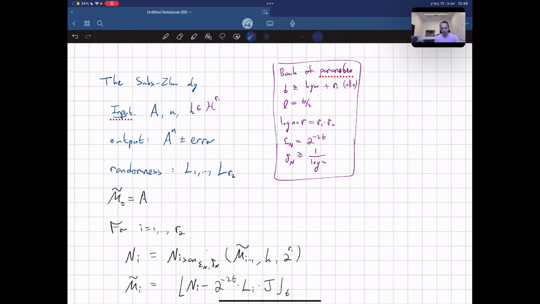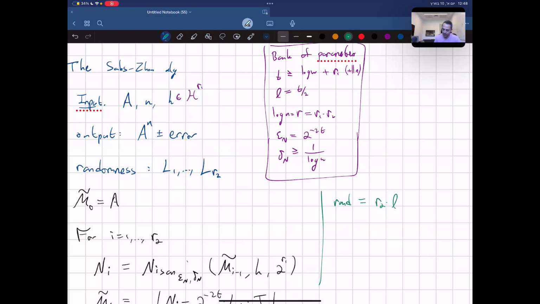Now let's wrap it up. So the randomness complexity of this thing, let's look at this for a second. Let's do the calculation. So the randomness is R2 times each Li, which is of length L or T. These are the same, and they're really log W plus R1. Right, L is of length log W plus R1.